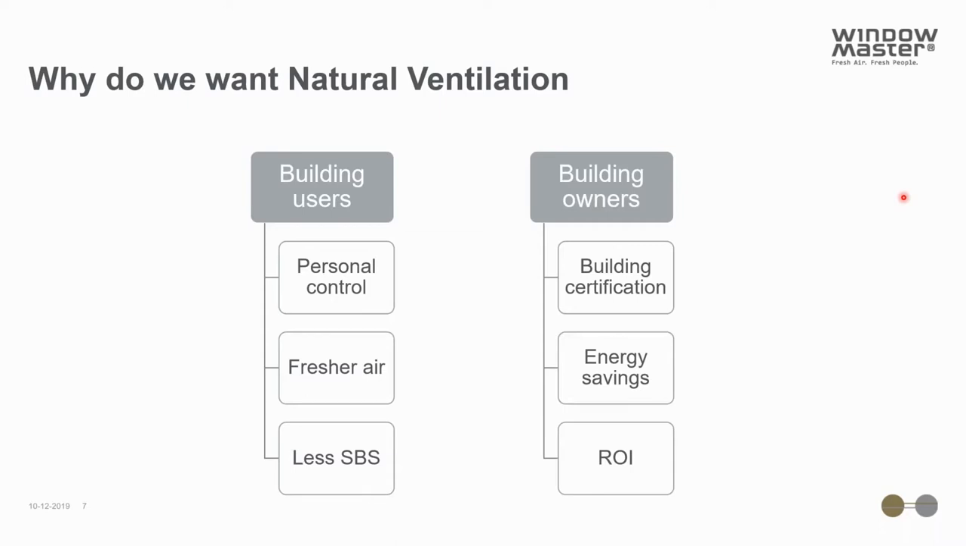For the building owners, natural ventilation can help achieve building certifications, for example, LEED, which I will show an example of later, and in other building certification systems like the Living Building Challenge, operable windows is a must. It can also, of course, help reduce the energy consumption of the building, as natural ventilation requires no fan energy. And lastly, a natural ventilation system will have a quick return of investment.